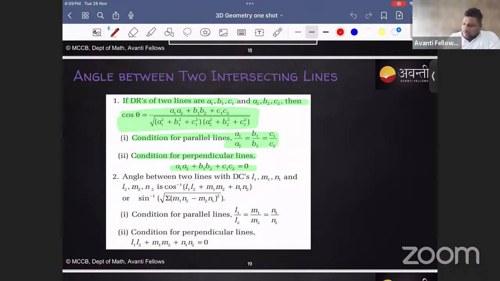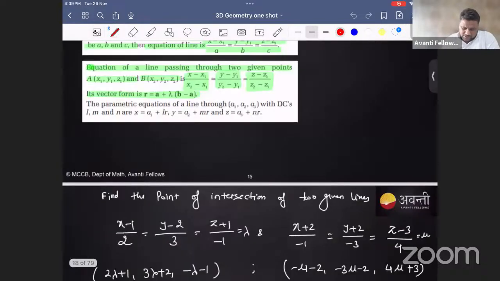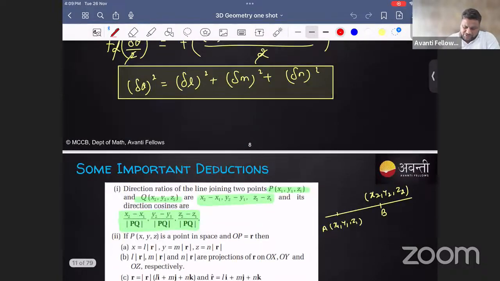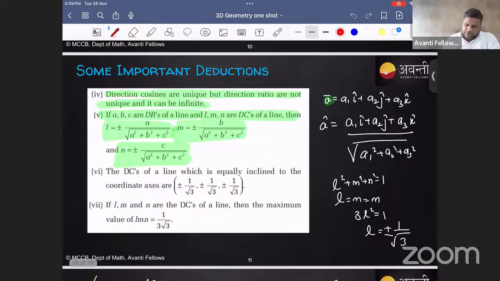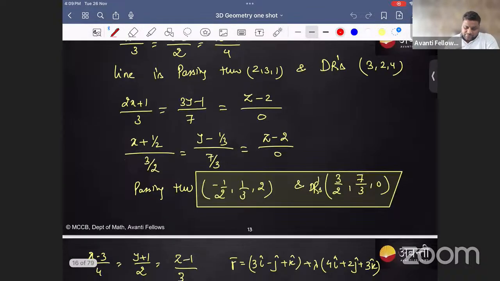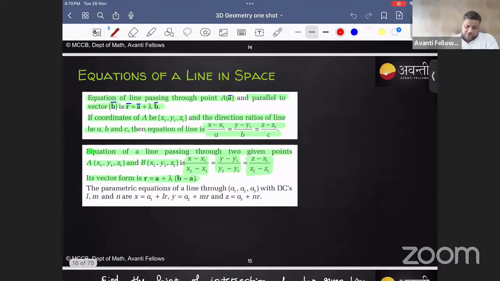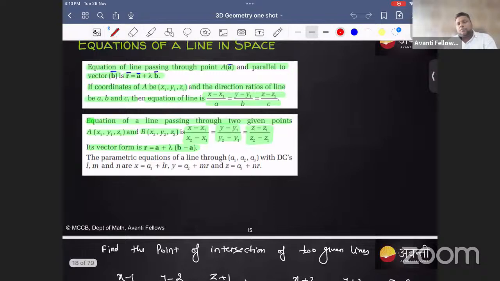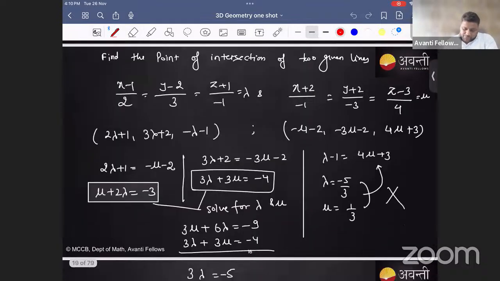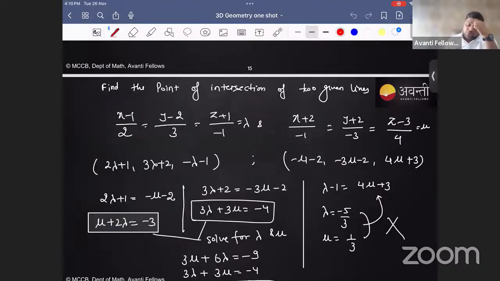Last class, we have done all these things. We have done direction cosines, direction ratios, then some important deductions, like how to convert direction cosines into direction ratios. Then we have done the equation of a line in space. Then we did a few questions over it. Then equation of a line in space, how to write it in vector form, how to write it in 3D form. Then we understood how to find the point of intersection of two given lines.